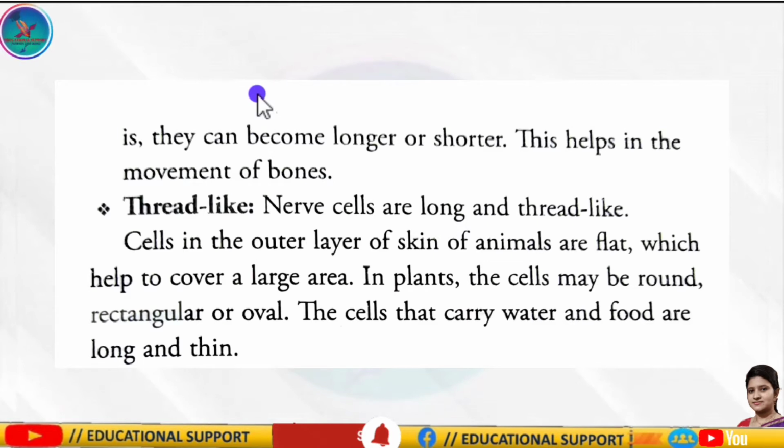So next are the thread-like cells. Nerve cells are long and thread-like structures, and cells in the outer layer of the skin of animals are flat, which helps to cover a large area. In plants, the cells may be round, rectangular or oval. The cells that carry water and food are long and thin.